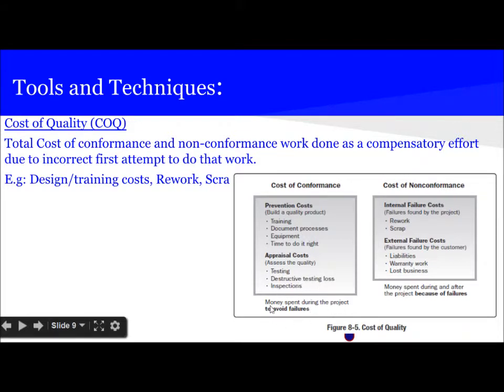Money spent during the project to avoid failures is called cost of conformance, and money spent during and after the project because of failures is called cost of non-conformance. In case of cost of non-conformance, there are internal failure cost and external failure cost. Internal failure is found by the project, due to rework and scrap, and external failure cost is failure found by the customers, which is a liability, warranty work, or lost business.